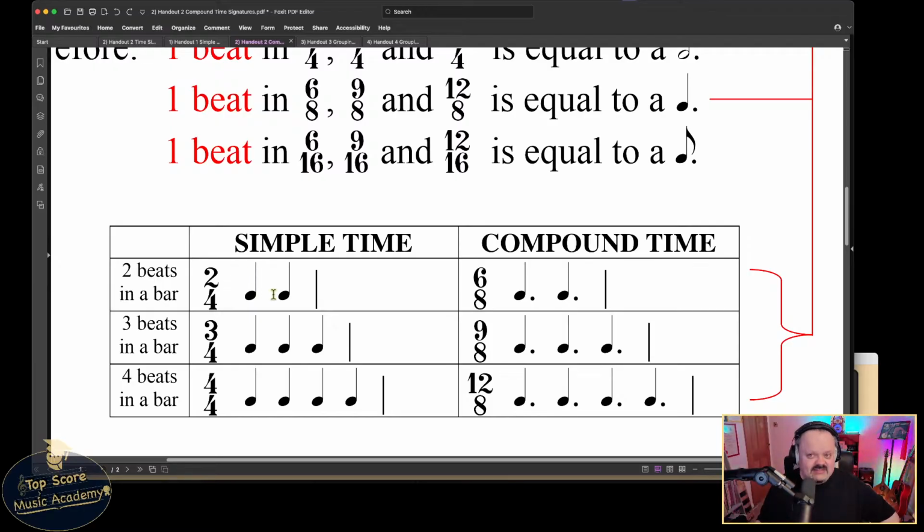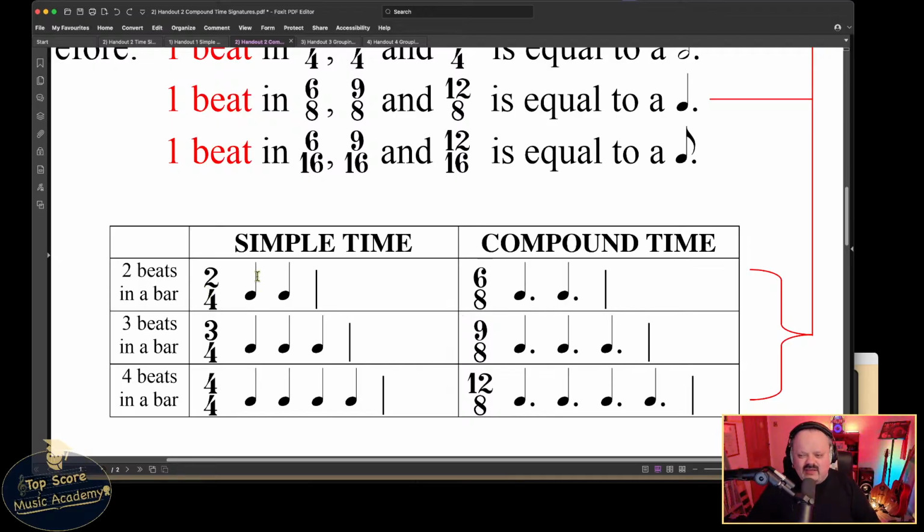2 crotchet beats per bar, 3 crotchet beats per bar for 3/4, and 4 crotchet beats per bar for 4/4. But 6/8 does not mean 6 quaver beats or 6 eighth-note beats per bar. It just means 6 quavers per bar, and there's only 2 beats. So 6/8 means 2 dotted beats per bar. 1, 2, 3, 4, 5, 6. When you think about it, it actually makes sense.